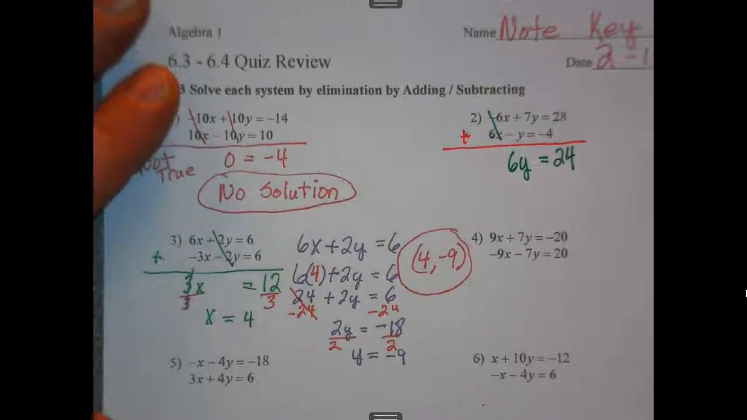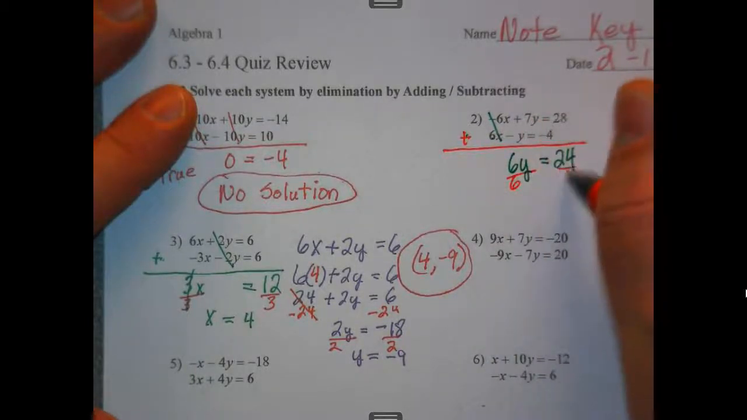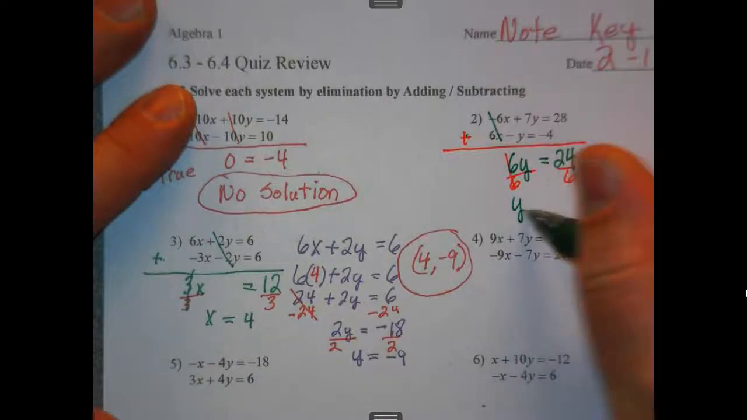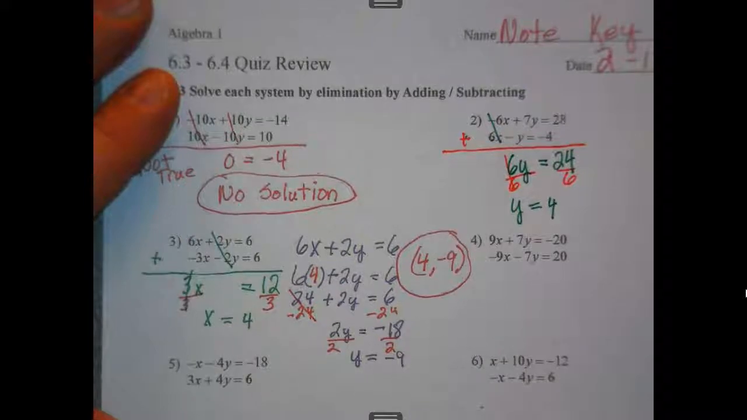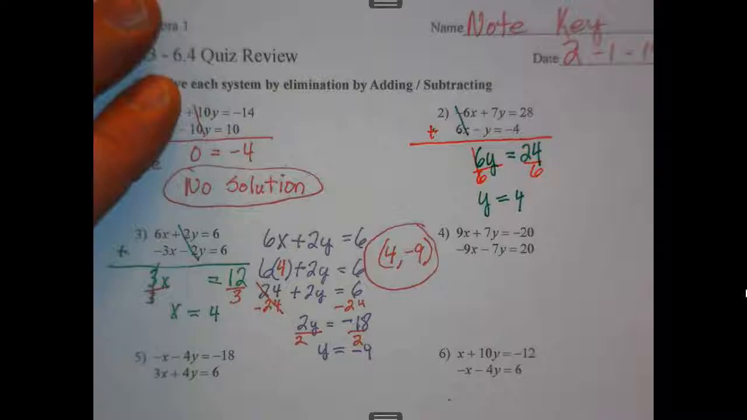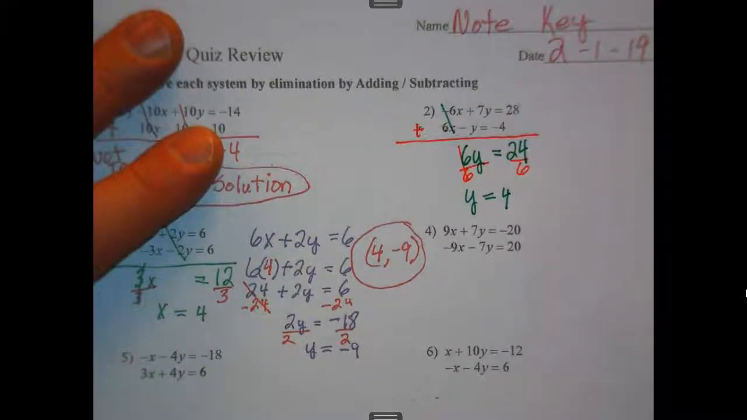Okay, divide both sides by the coefficient 6. And I get y equals 4. Please go back and find the x or whatever coordinate you need to find. We don't want a repeat of the first quiz.